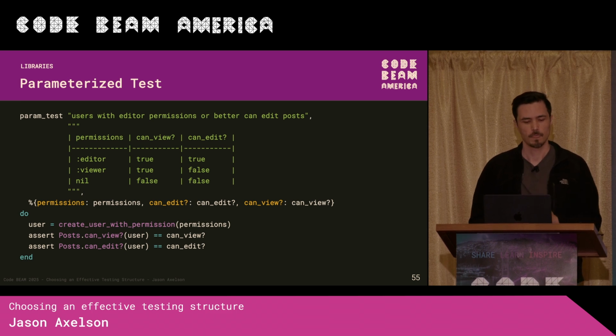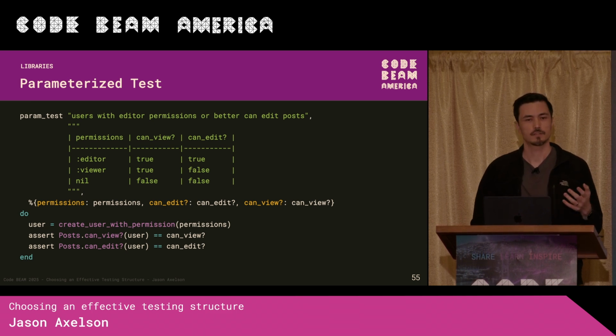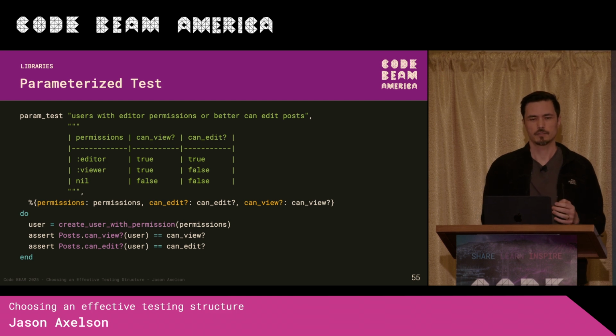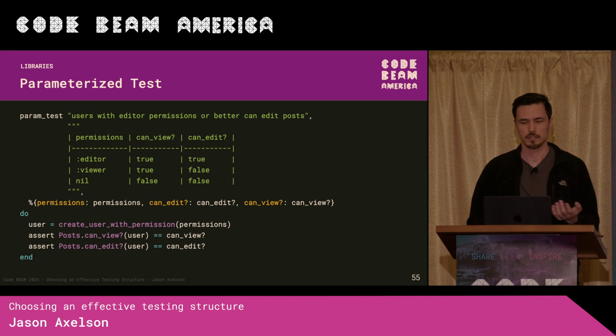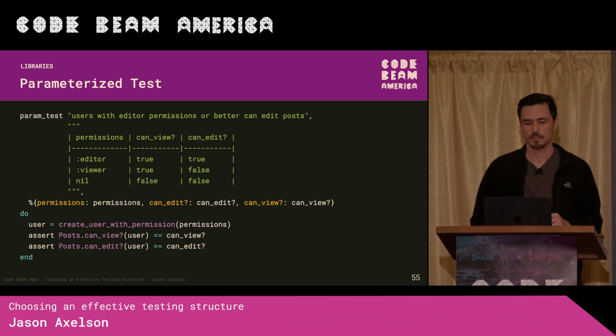And Parameterized Test will take this actual Markdown table, and it will generate 3 tests here, 1 for each line. And it'll pass those into your test function, and then you can plug it into your various factories and some code. So for a certain class of tests, this is just very, very useful.